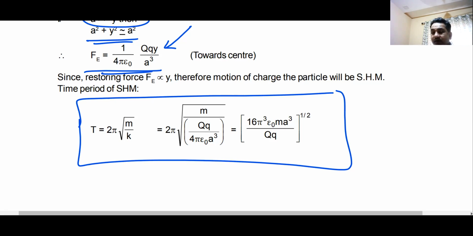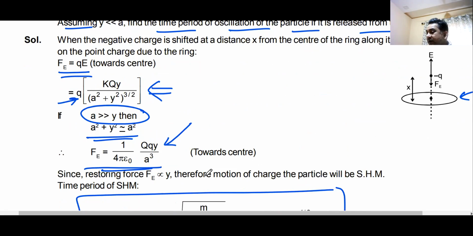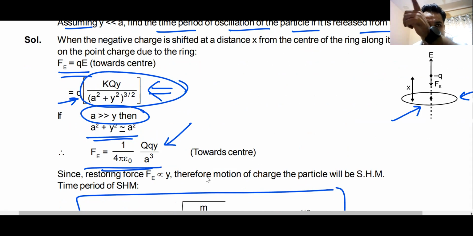So basically, what we have done here, beta, is found out the electric field due to this ring. Electric field due to this ring is given by this formula: KQY upon (A square plus Y square) raised to the power 3 by 2. Multiply it by the charge of this body, and you will get the force.